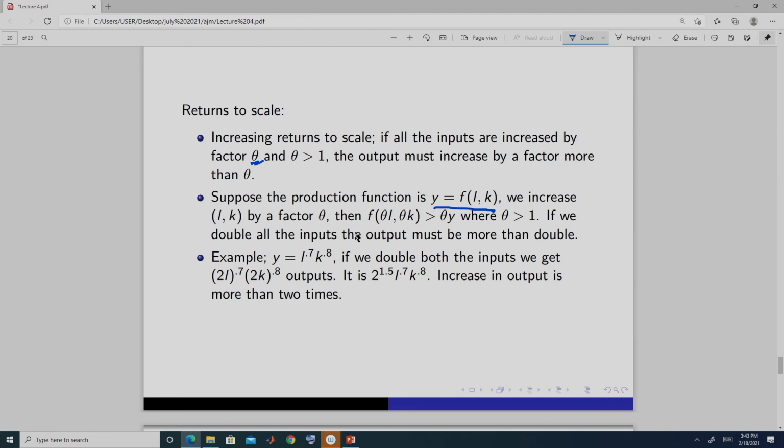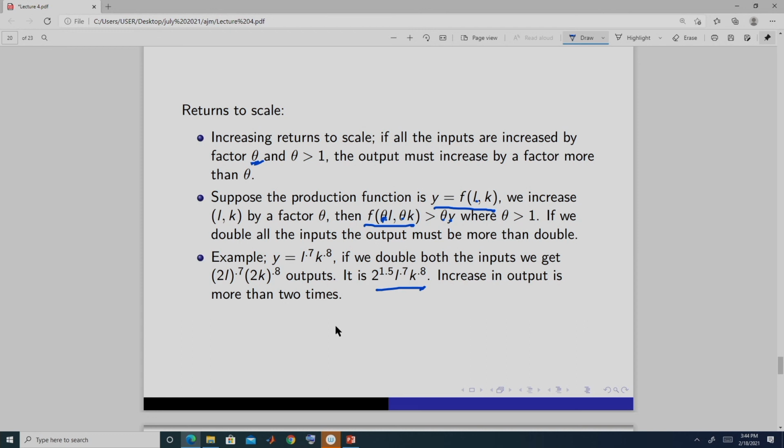So, if we multiply all the inputs by a factor theta, then the output should be greater than theta times y, where y is the original output. For example, suppose the production function is L to the power 0.7, K to the power 0.8. Now, if we double labor and double capital, what do we get? It is 2 to the power 1.5, L to the power 0.7, K to the power 0.8. This means that the output has increased by a factor more than 2 times.